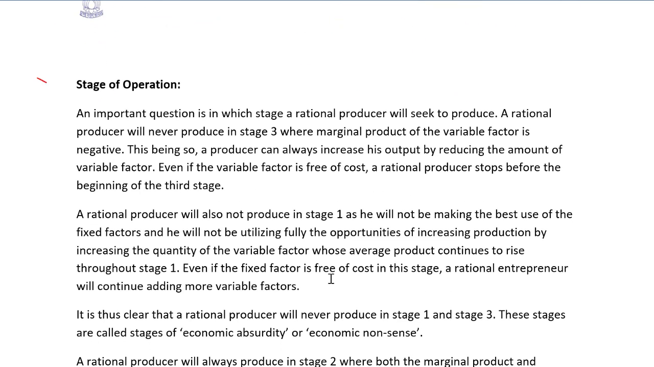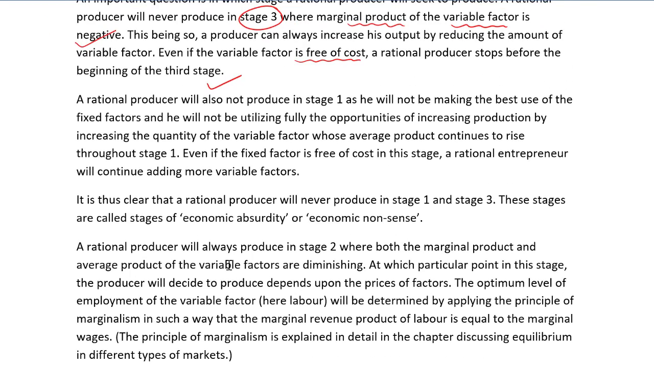Let's see the stages of operation. An important question is in which stage a rational producer will seek to produce. Over here we can say that a rational producer will never produce at stage 3, where the marginal product and the variable product is negative. So this being so, a producer can always increase his output by reducing the amount of variable factor. Even if the variable factor is free of cost, a rational producer will stop before the beginning of stage 3. So any rational producer will not be interested to produce in stage 3.